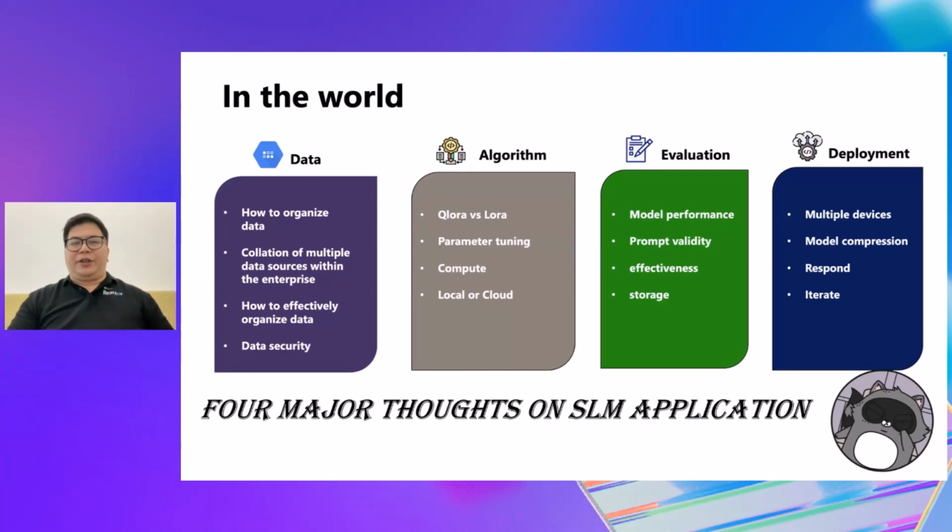Another thing is the evaluation. I think many people not only focus on the algorithm and data, because when you fine-tune the SLM, the new model, how to set this model to be good? Model performance is important. Another thing is the prompt validation. How to use the prompt to call the SLM to get a good result, as with Azure OpenAI service and OpenAI models. Yeah, efficiency is important too.